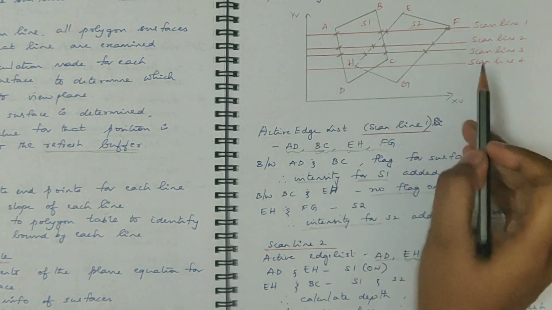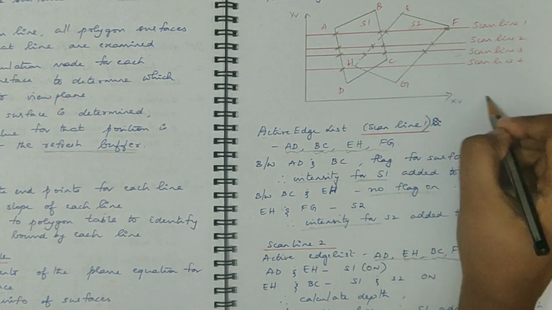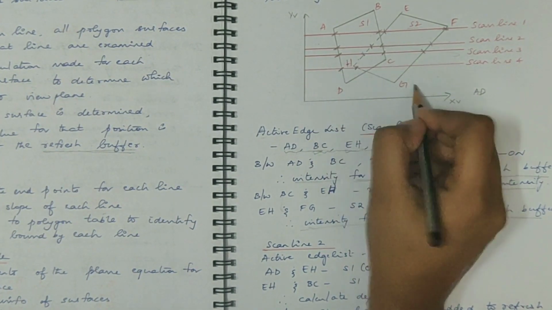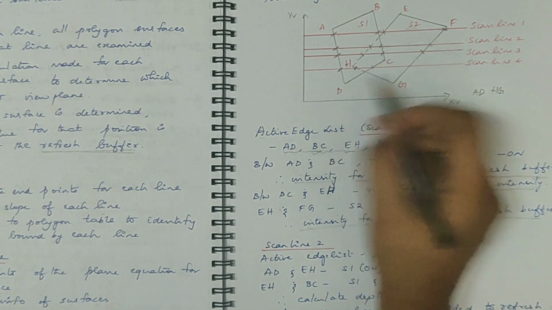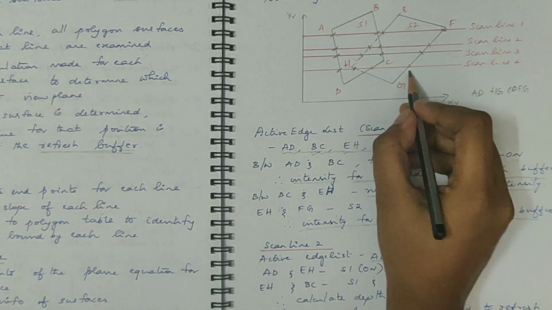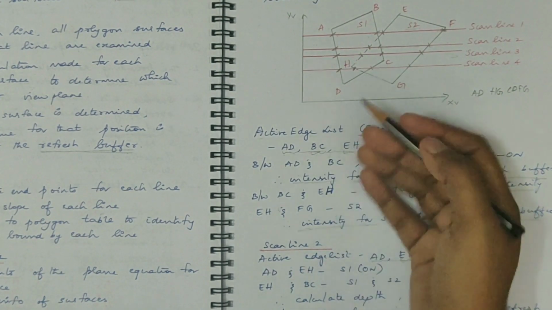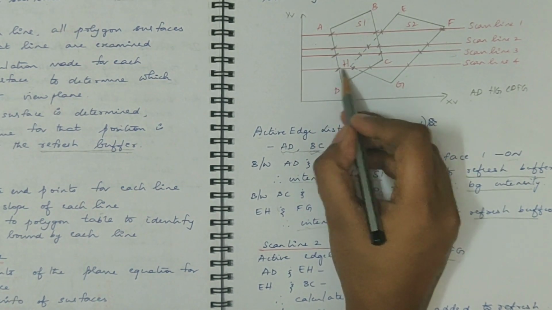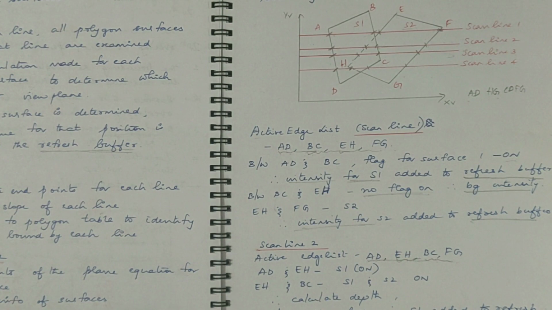Let us look at scanline 4 now. The first intersection is AD, and then the next intersection becomes this line, HG. So here you have a change now. Then the next intersection becomes CD, and then the next intersection is FG. The moment there is a change, you have to calculate the depth information again to determine which surface is near. Between AD and HG, you only have one surface, so the surface intensity of S1 will be added to the refresh buffer.